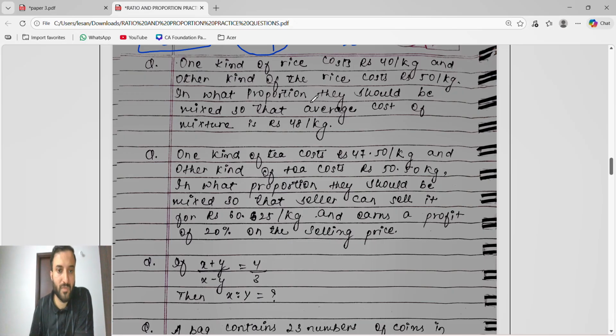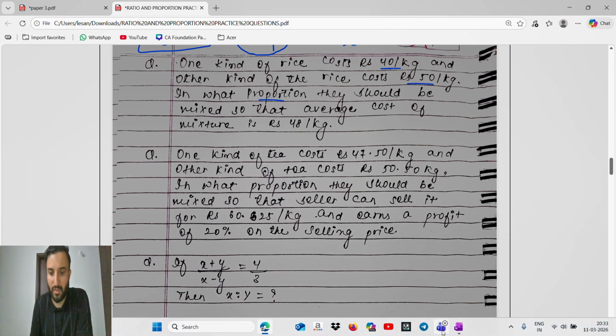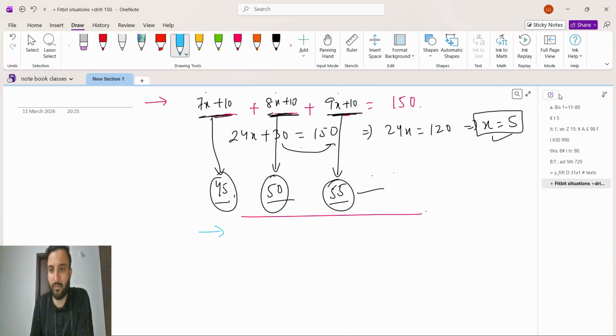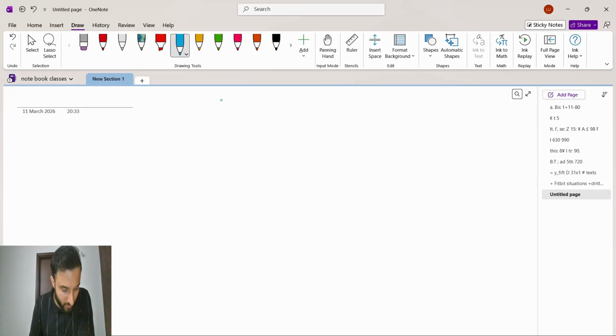So let's wait. See, one kind of rice costs 40 rupees per kg and another kind of rice costs 50 rupees per kg. In what proportion? We get to know these are proportion questions, right? This is the proportion question we did in the class also. Alligation and mixture question. See, one kind of rice costs 40 rupees and the other kind costs 50 rupees. So look, very simple thing, guys. One rice costs 40, another rice costs 50.